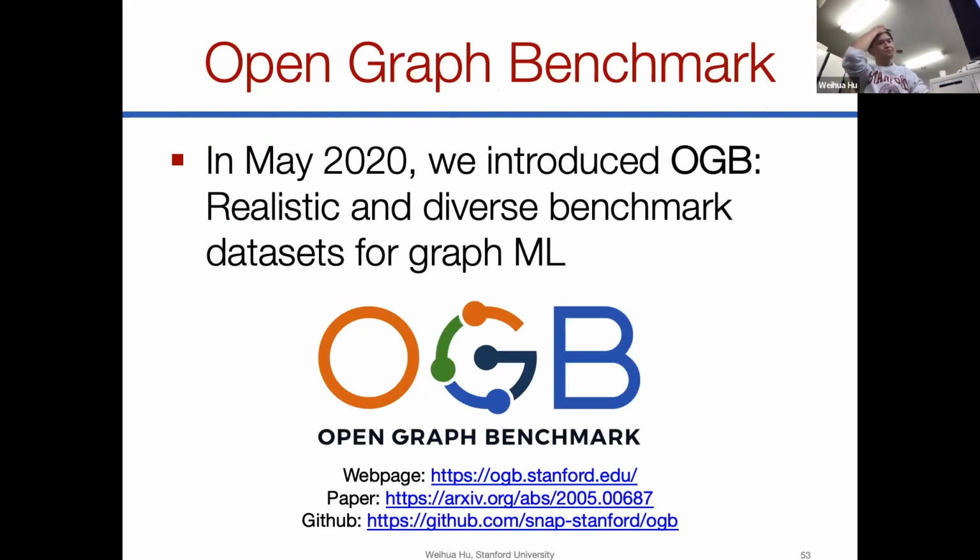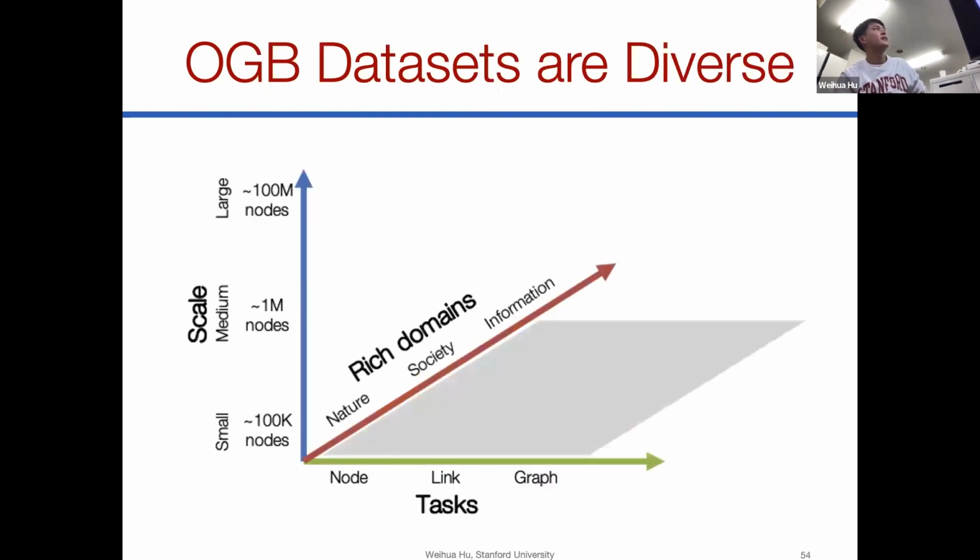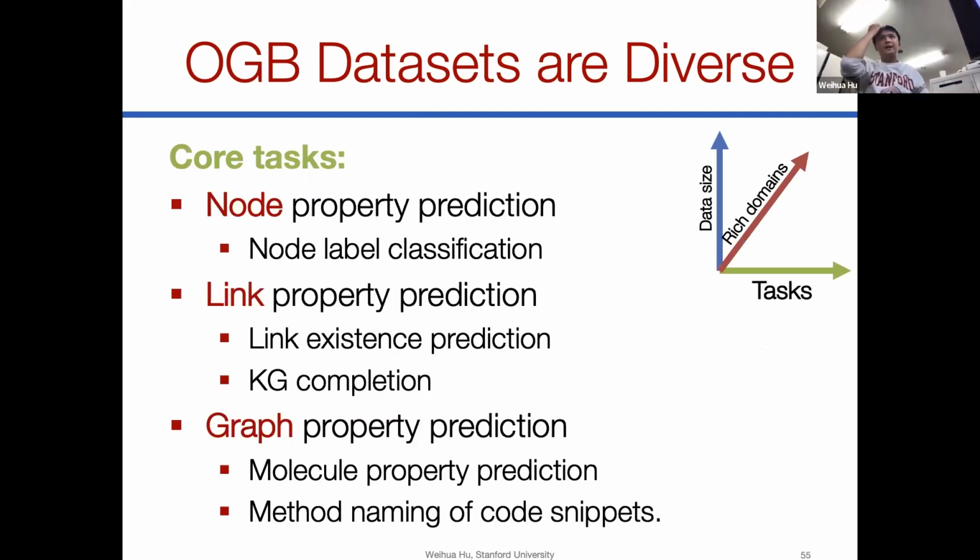To tackle this problem, in May 2020 we introduced the Open Graph Benchmark, or OGB in short, which is a realistic and diverse benchmark dataset collection for graph machine learning. We designed OGB datasets to be diverse to reflect the variety of practical use cases. So we are diverse in terms of task categories, domains, and scales. In terms of task category, we included the three core graph machine learning tasks: prediction at the level of nodes, prediction at the level of links, basically pairs of nodes, and prediction at the level of the entire graph.